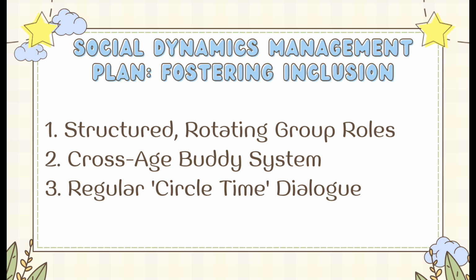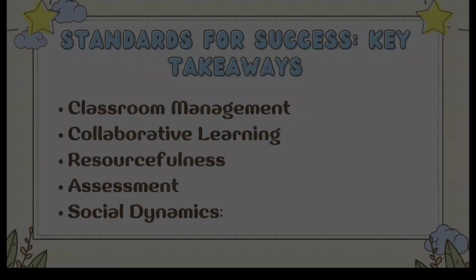And number 2, cross-age buddy system. Older students are paired with younger ones to build friendships, guidance, and teamwork across grade levels. And number 3, regular circle time dialogue: a time for open sharing and reflection, helping students express feelings, solve issues, and strengthen class relationships.